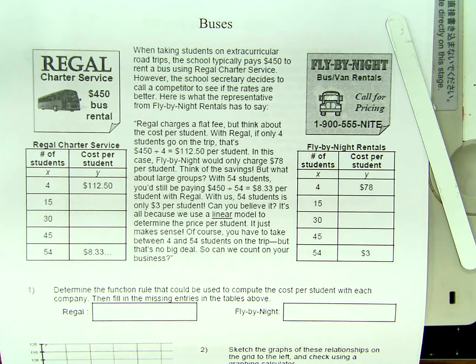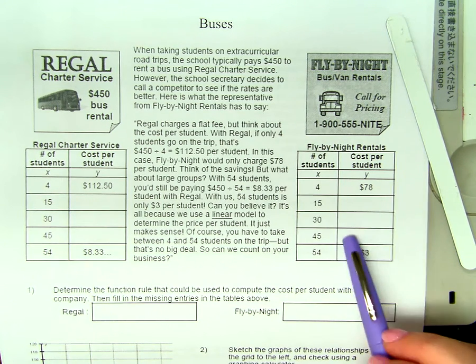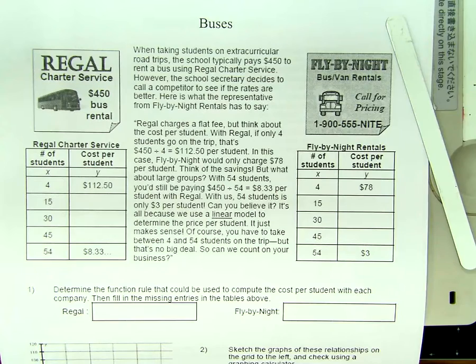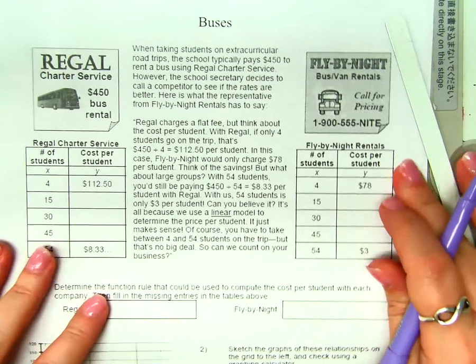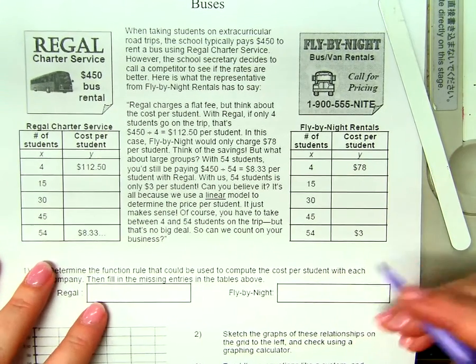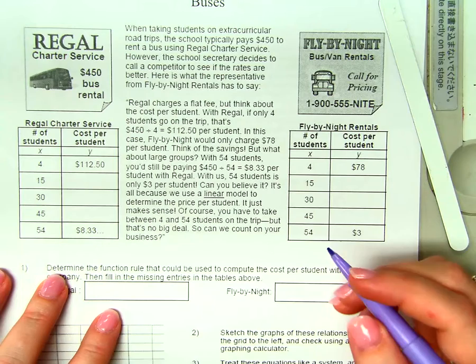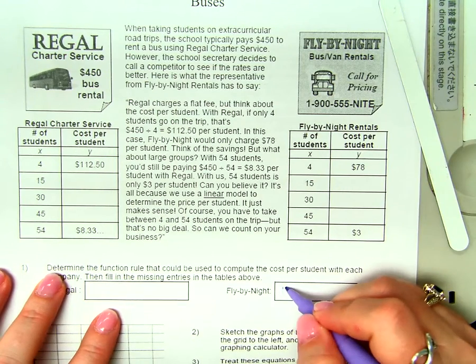What do you think? One is linear, as it says. Which one is that? The right one, the Fly By Night? Okay, so Fly By Night uses a linear model. So how are we going to come up with that model? What's the equation for that one? Well, we find out this.